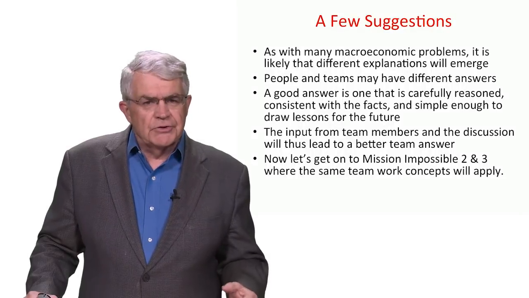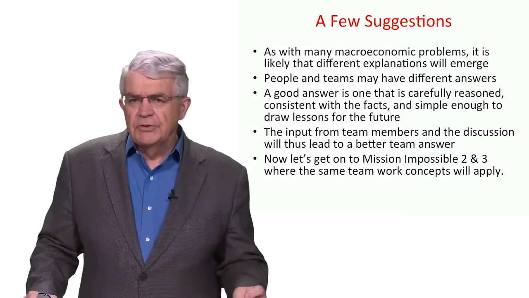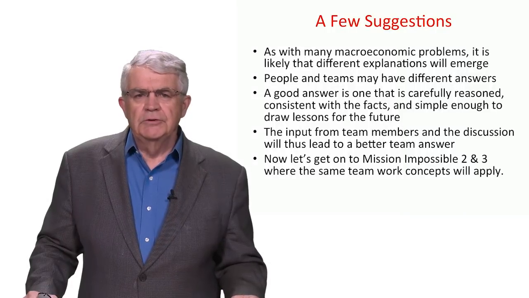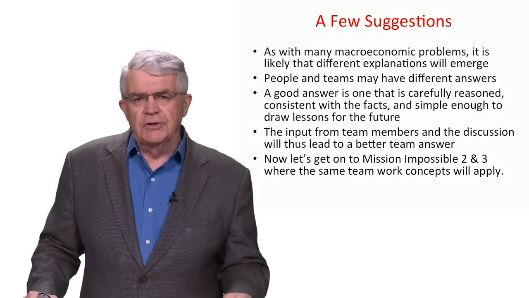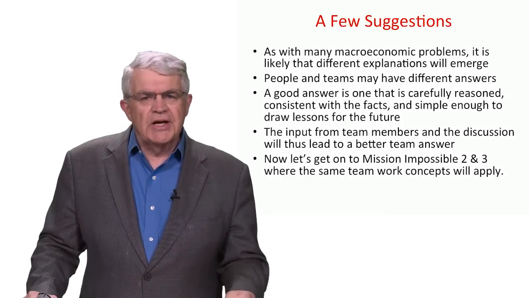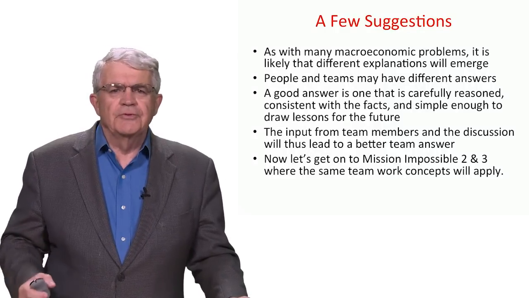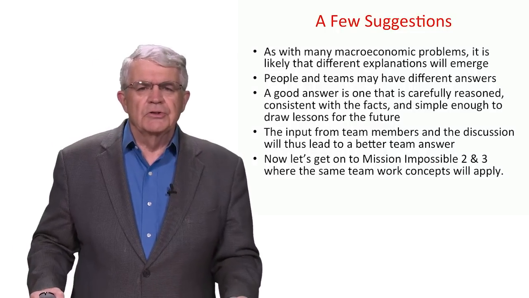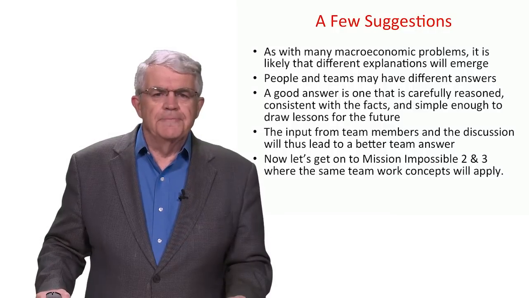A good answer, an answer that's going to be helpful, is one that is carefully reasoned using SAM, using that model, is consistent with the facts, in particular the 3 facts listed, the 3 things that must be satisfied to make this work. And it's got to be simple enough so we can draw lessons for the future. For example, from this, what can we learn about changes in government purchases and consumption in the next decade ahead, or the decade after that?